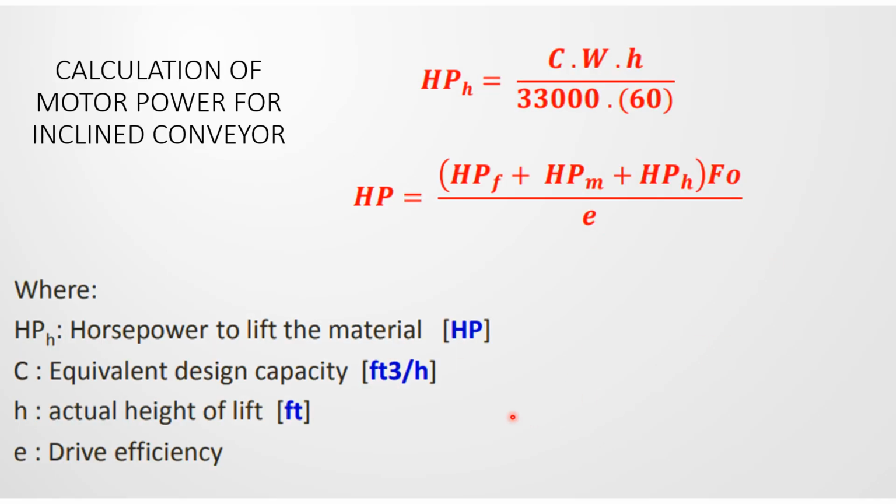So calculation of motor power if it's an inclined conveyor. The previous formula was for the horizontal straight conveyor. If it's an inclined conveyor, the formula will change. You need to add one more term in the HP, that is HPH, which will be C, capacity, density, into height. How much is the inclination factor? Depending upon that, you'll add it here, so your power will be increased by the add-on factor.